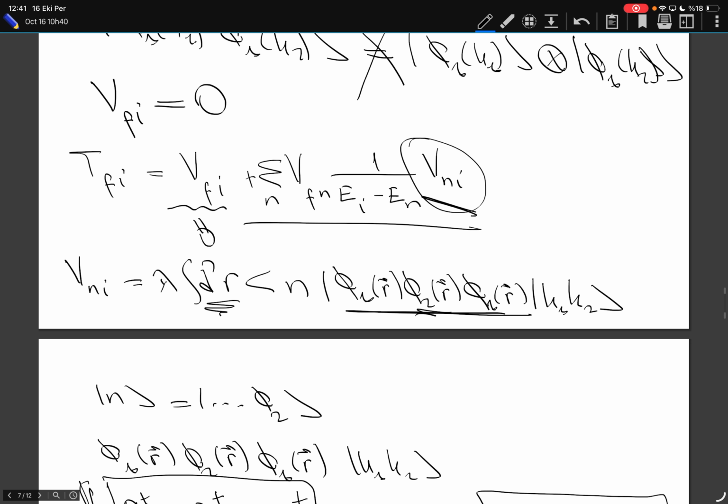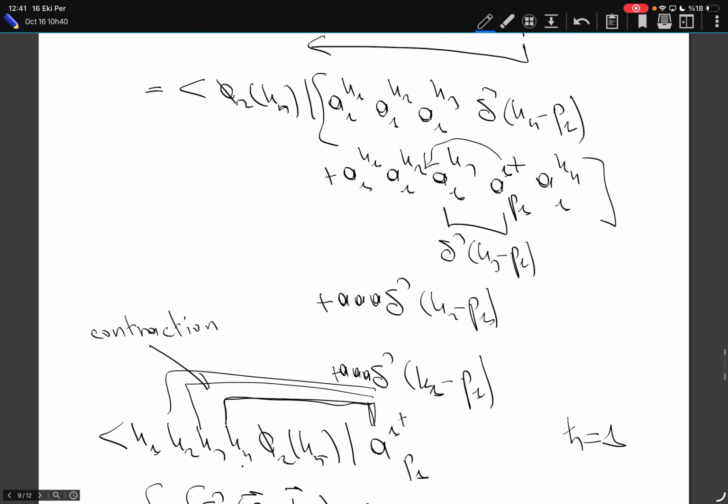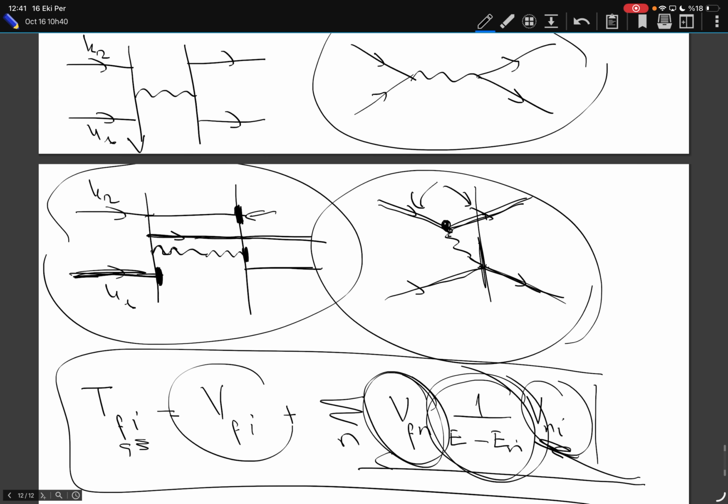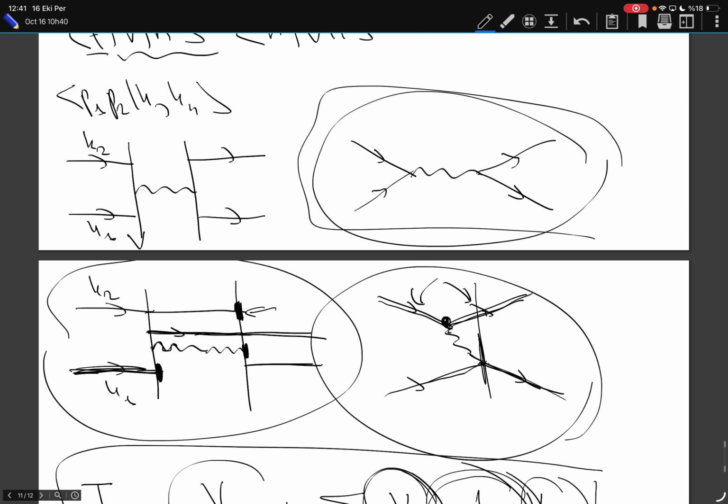Again, I repeat, these diagrams that we will be drawing are not the trajectories of particles.